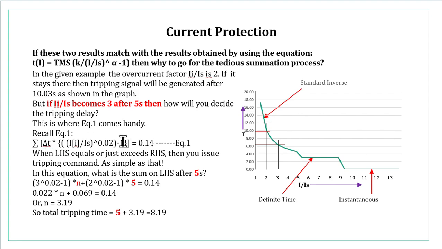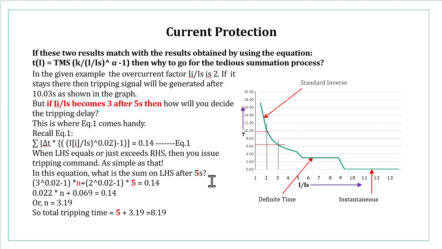And when left hand side equals right hand side, it issues trip command, as simple as that, right? So let us see, let's verify this also. When LHS equals or just exceeds RHS, then you issue tripping command, as simple as that. Now in this situation, in this equation, what is the sum on LHS after 5 seconds?